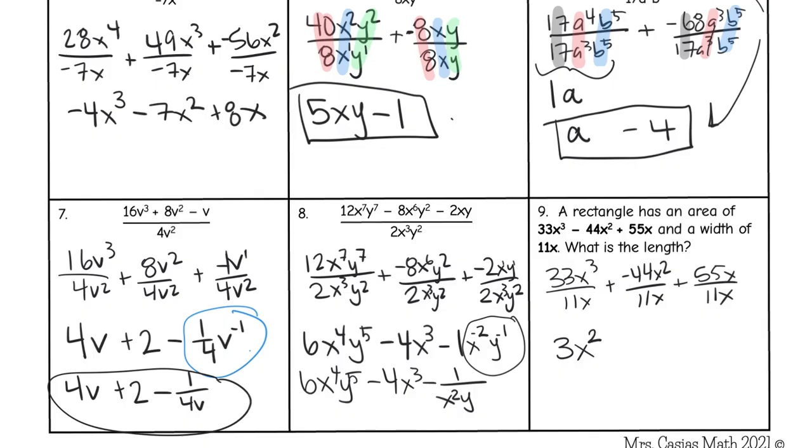Negative 44 divided by 11 is minus 4. And x squared divided by x will just be x. 2 minus 1 is just 1. And then 55 divided by 11 is 5. And x divided by x, so it would be 1 minus 1, which is x to the 0, which is just 1. So there is my answer.